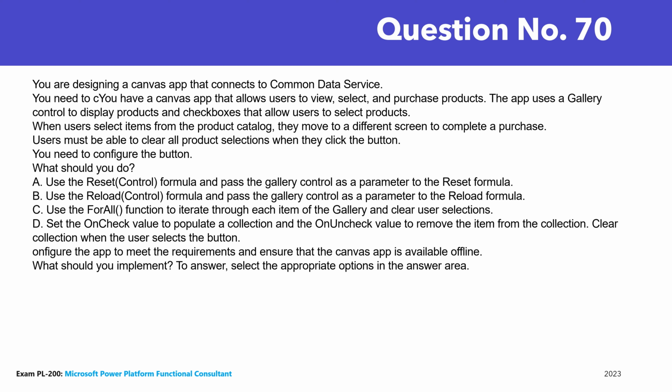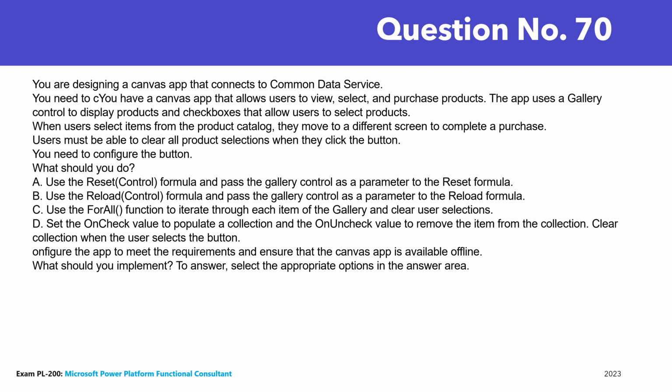Users must be able to clear all product selections when they click the button. You need to configure the button. What should you do? A. Use the Reset control formula and pass the gallery control as a parameter to the Reset formula. B. Use the Reload control formula and pass the gallery control as a parameter to the Reload formula. C. Use the ForAll function to iterate through each item of the gallery and clear user selections. D. Set the OnCheck value to populate a collection and the OnUncheck value to remove the item from the collection. Clear the collection when the user selects the button.